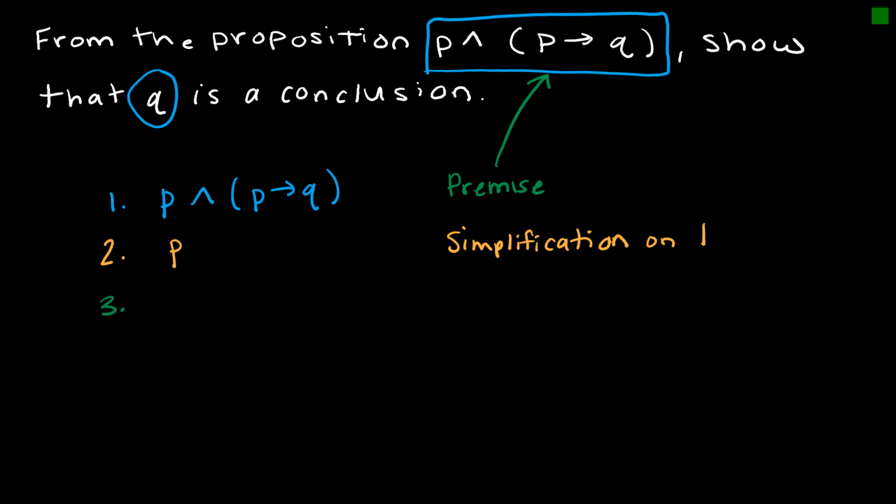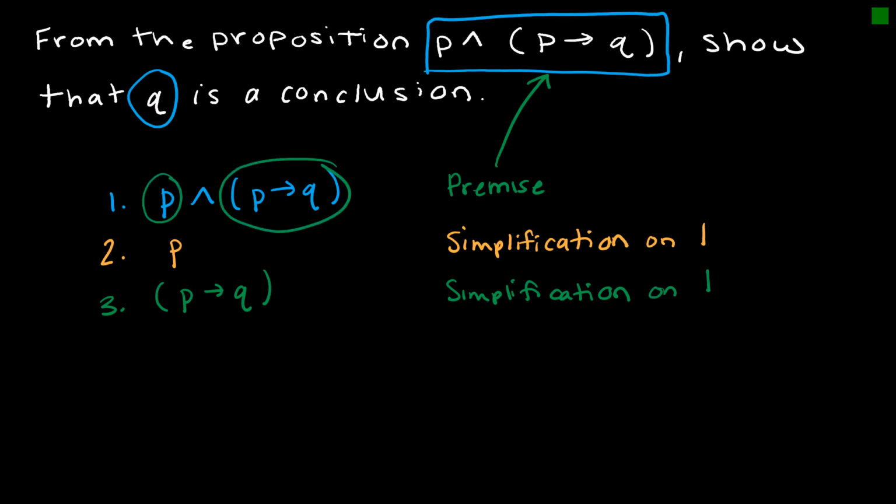I can also say, oops, P implies Q. And how can I say that? Again, same idea. It's simplification using AND on 1. So just like I did before, I'm saying, hey, this is true, this is true. That's simplification on both. And now I can say Q. Well, why can I say Q?